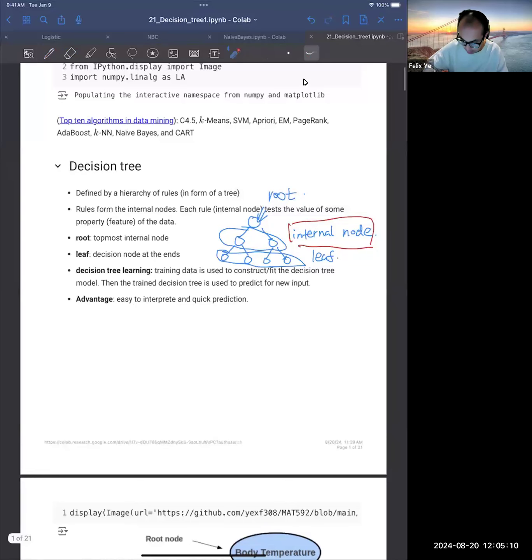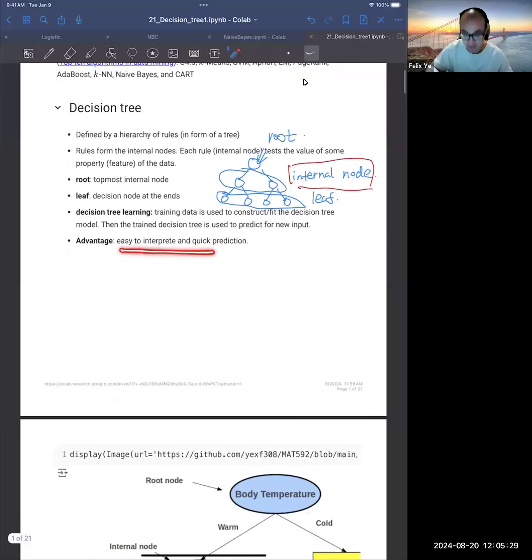The whole idea of learning is that we want to construct or fit a decision tree model. Once we have a trained decision tree, it can be used to predict a new input. There are a lot of good advantages of decision trees. It's very easy to interpret because everything is white box. Precisely where should I put this input, to the left branch or right branch, and making the prediction is super quick.